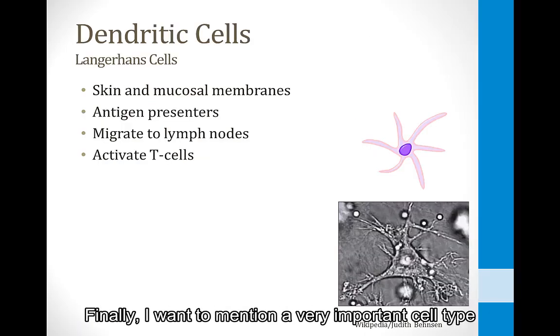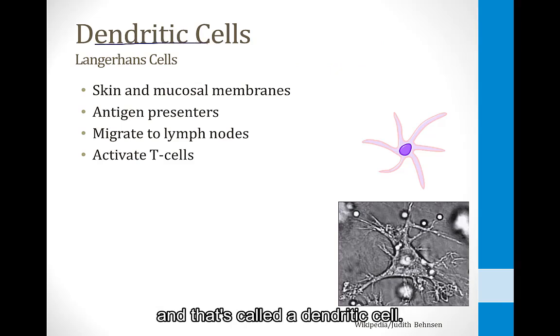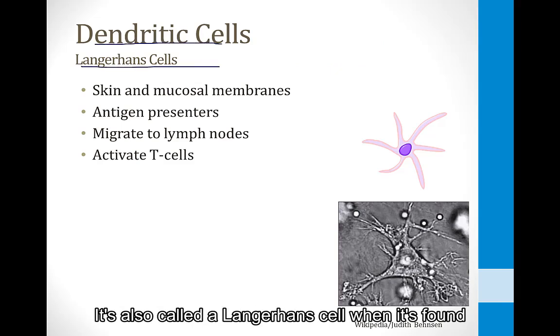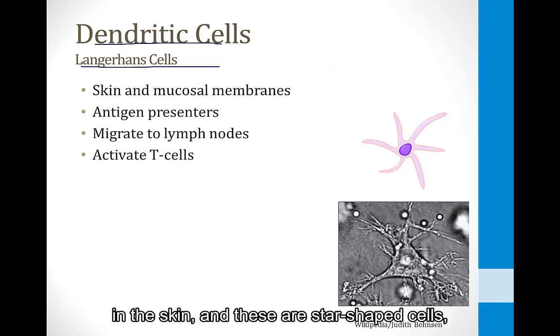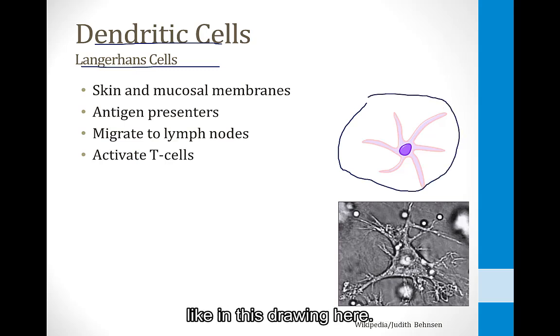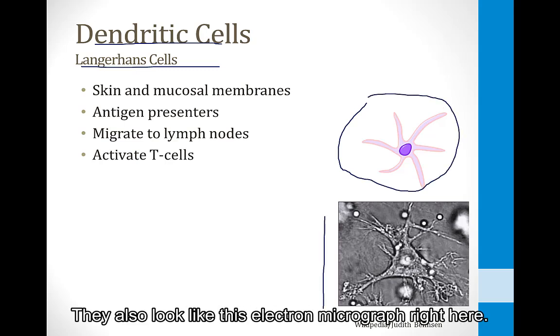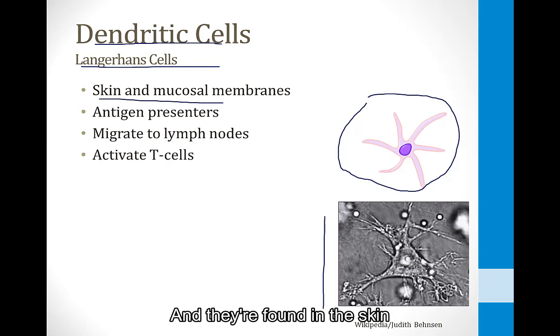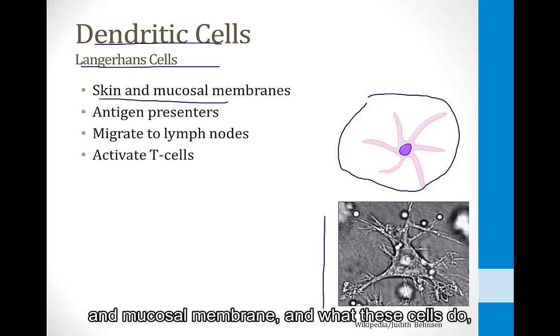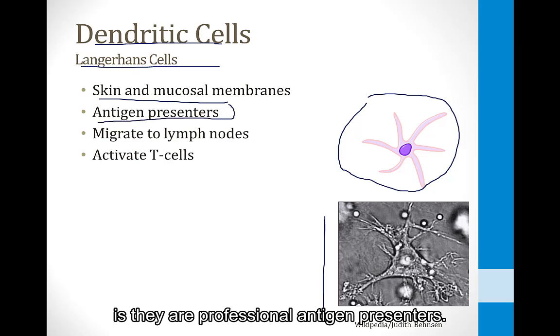Finally, I want to mention a very important cell type, and that's called a dendritic cell. It's also called a Langerhans cell when it's found in the skin. And these are star-shaped cells like in this drawing here. They also look like this electron micrograph right here. And they're found in the skin and mucosal membrane. And what these cells do is they are professional antigen presenters.